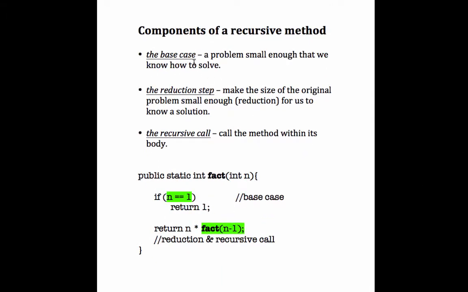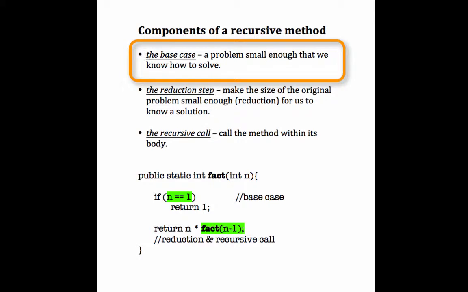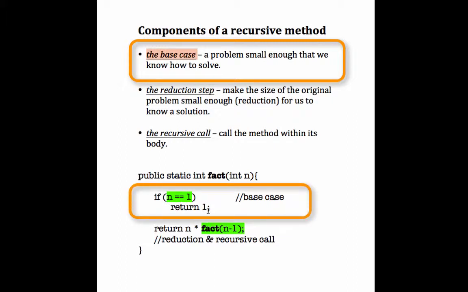Now, let's formalize the parts that we have in the recursion method. There are 3 parts: the base case, the reduction step, and the recursive call. So let's go back to our solution. Remember, we were reducing the size of the problem until we got to a problem which is similar, related to the original one, but smaller in size, much less complex, that I know the answer to. This is what we call the base case. The base case is a problem small enough that I know how to solve. So what is that? When n is equal to 1, then I know the answer, return simply 1.